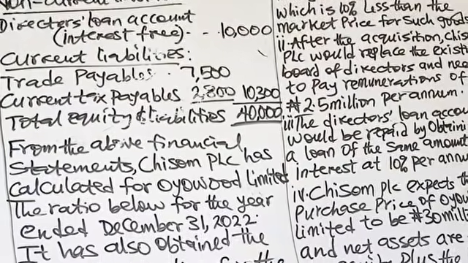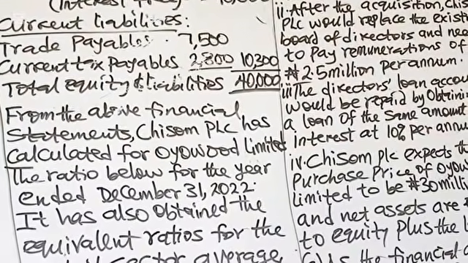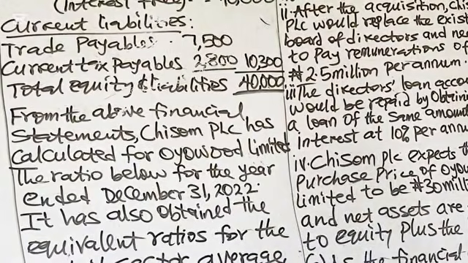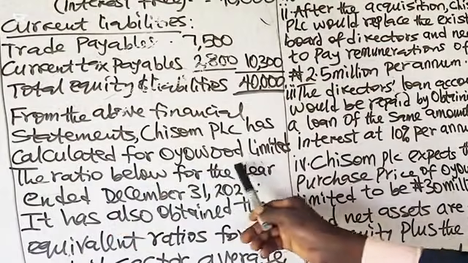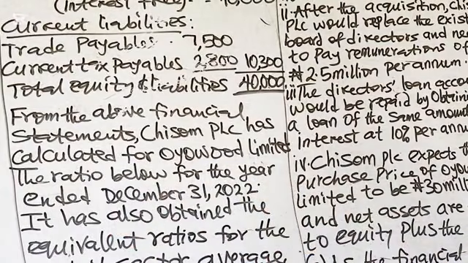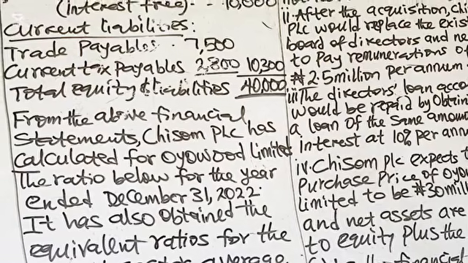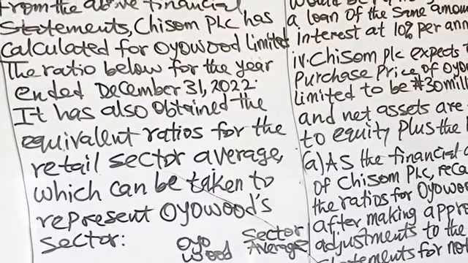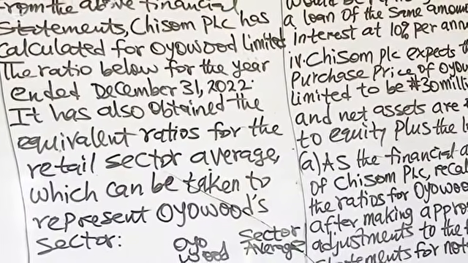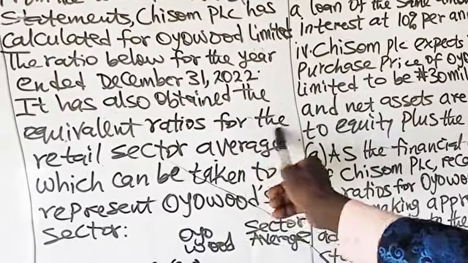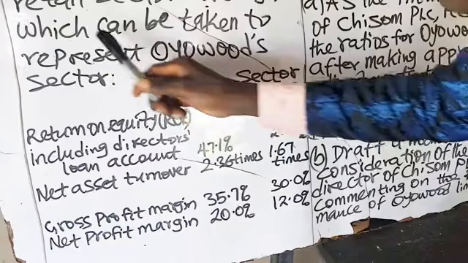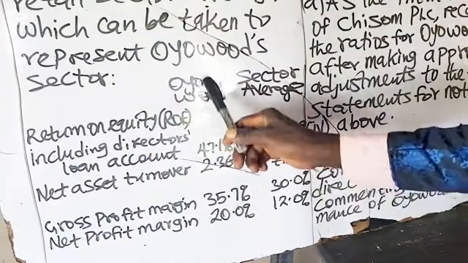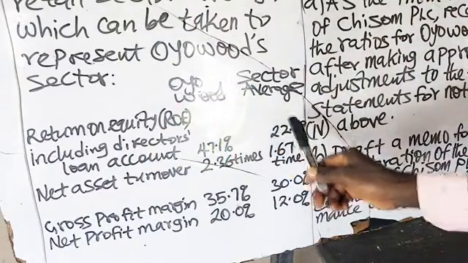Then from the above financial statements, Shison has calculated for Oyowood Limited the ratios below for the year ended December 31st, 2022. It has also obtained the equivalent ratios for the retail sector average, which can be taken to represent Oyowood's sector. We have Oyowood, and we also have the sector average.